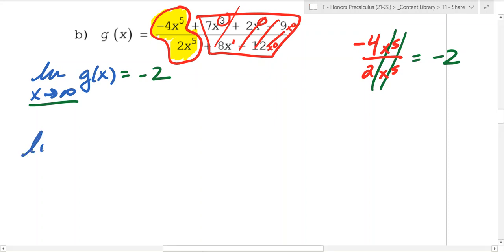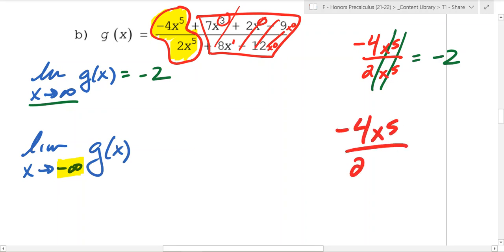Now what happens similarly as the limit as x goes to negative infinity of g of x? Well, in this case, the only thing that changes is you're plugging in negative infinity into this thing, negative 4x to the 5th over 2x to the 5th. Well, again, what happens? It doesn't matter what you plug in. These are still going to cancel. It still leaves you with negative 2. So again, it is negative 2.